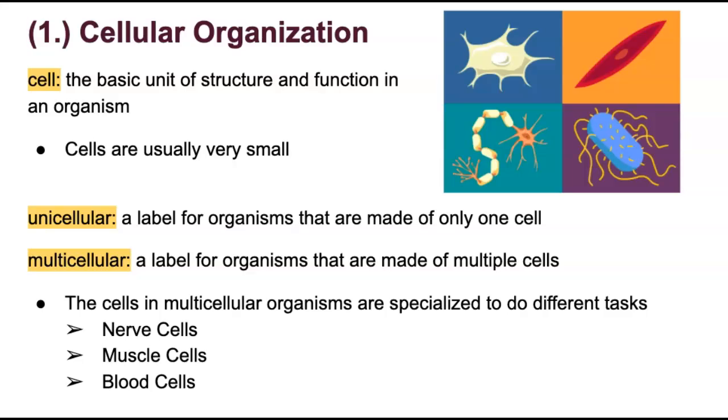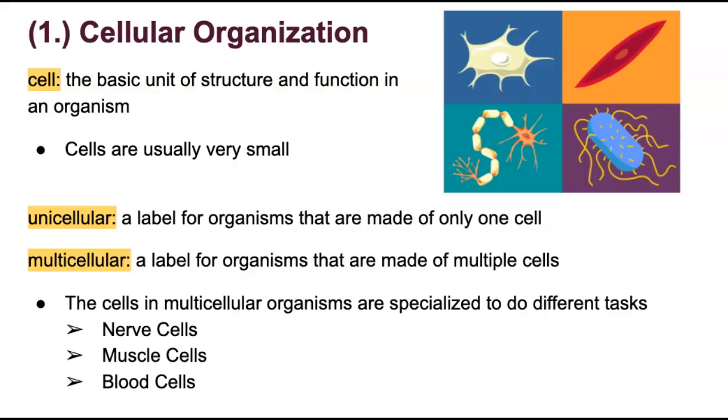So let's start with the first thing on our list. What do we mean when we say cellular organization? We mean that all living things are made up of one or more cells. And the cell is the basic unit of structure and function in an organism. So basically what that's saying in slightly less scientific terms is that cells are the simplest building blocks inside of a living thing, and living things are oftentimes made up of lots and lots of these cells all working together.